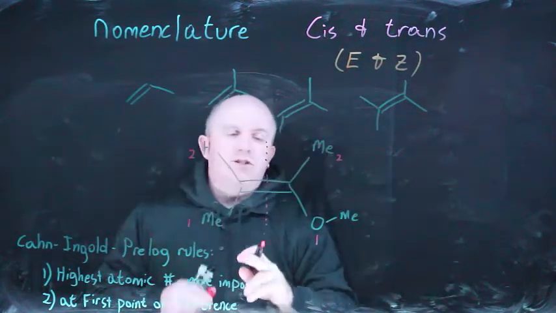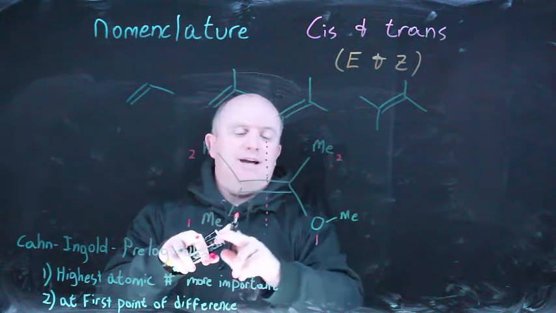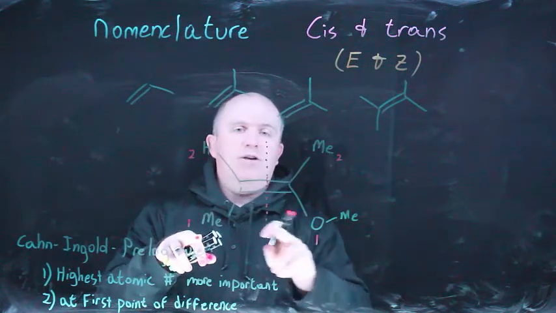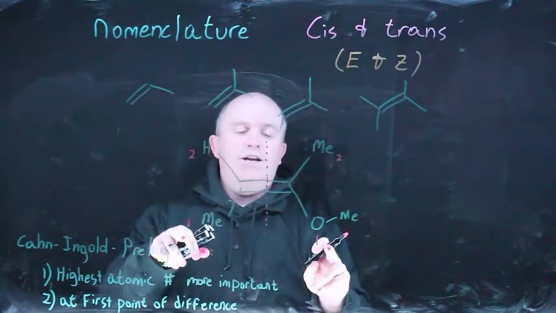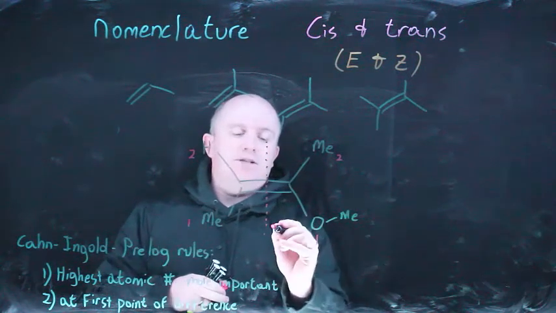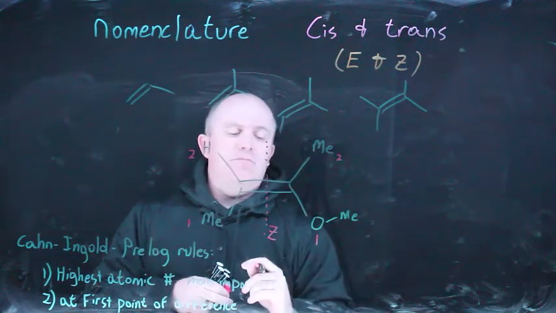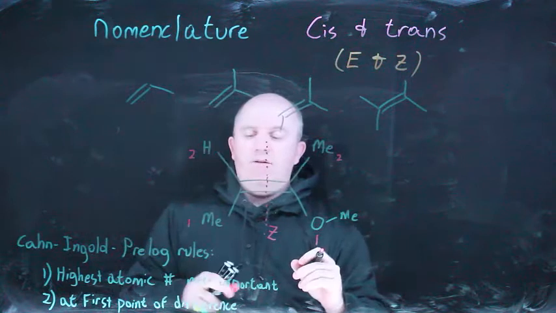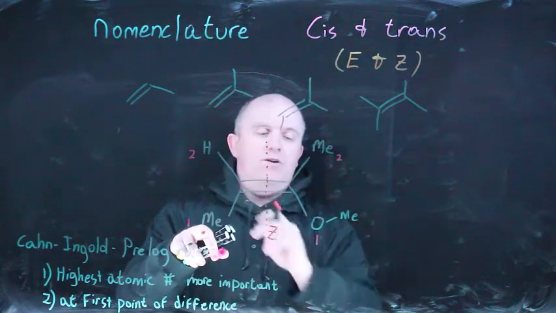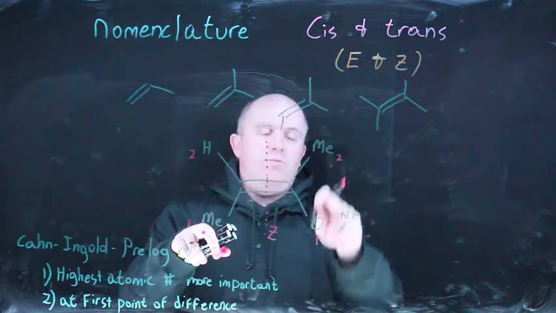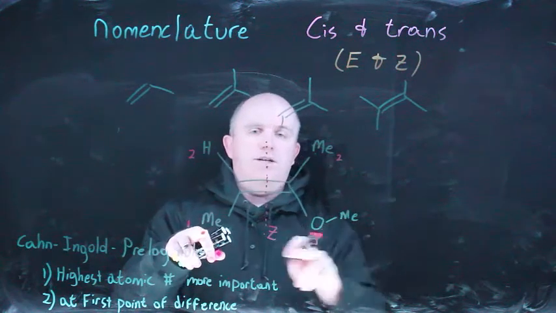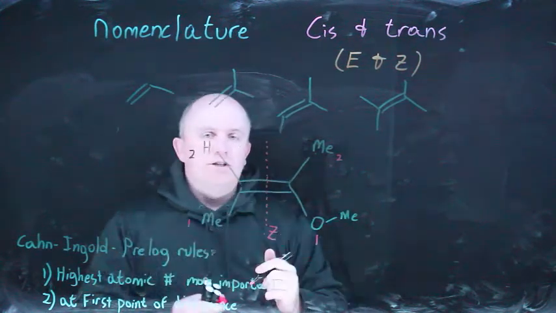So this would be a cis-like, a Z sort of molecule, because the most important group on either side is on the same side. So this is going to end up being a Z when you name it, because the methyl, which is the more important of the 2, and the O-methyl, which is more important of these 2, are on the same side. So they are cis to each other, and this is going to end up being Z.